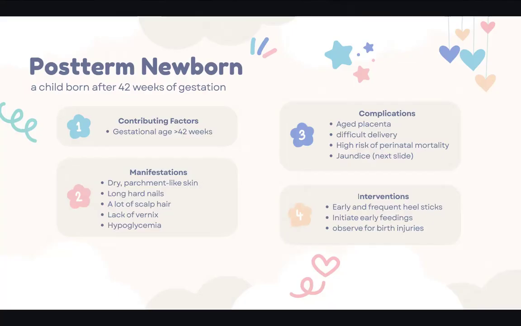Complications are going to include an aged placenta and difficult delivery. They're going to have a higher perinatal mortality rate, and they may also have jaundice, which we're going to go into with hyperbilirubinemia in a minute. We're going to intervene early and make sure we're checking their blood glucose. We're going to initiate feedings early, and we're going to monitor for any birth injuries that they may have because, again, that really difficult birth, they can end up with hematomas on their heads, that sort of thing.